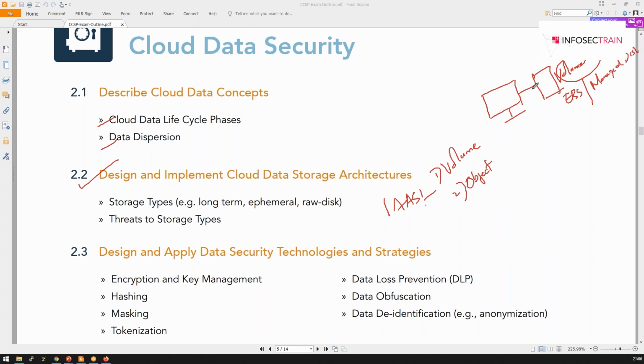So if you want to access this storage, first of all, you have to connect it to an instance, and through the instance, you can access the storage, right? That's what we call volume storage. And we have something called object storage. Before I explain object storage, let me give an example.